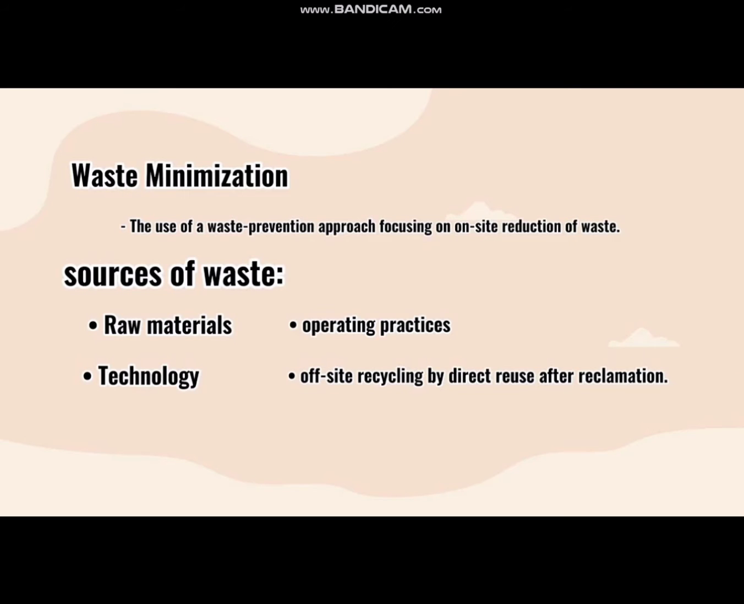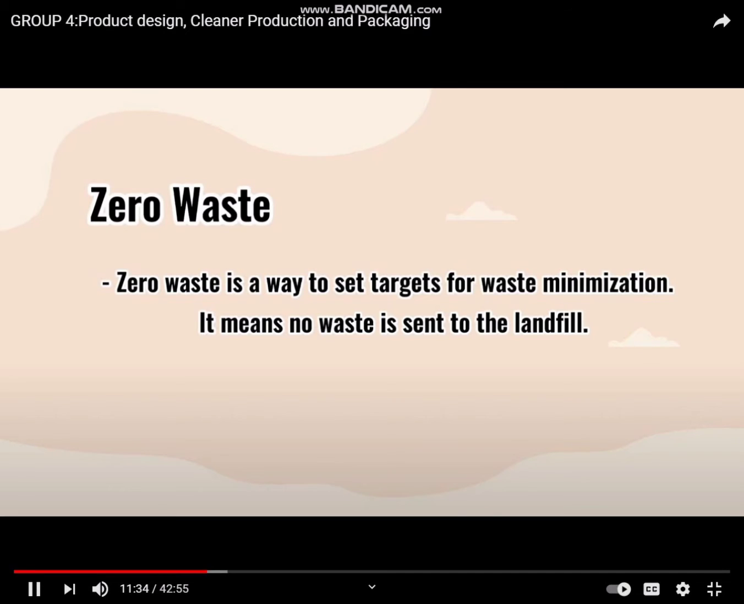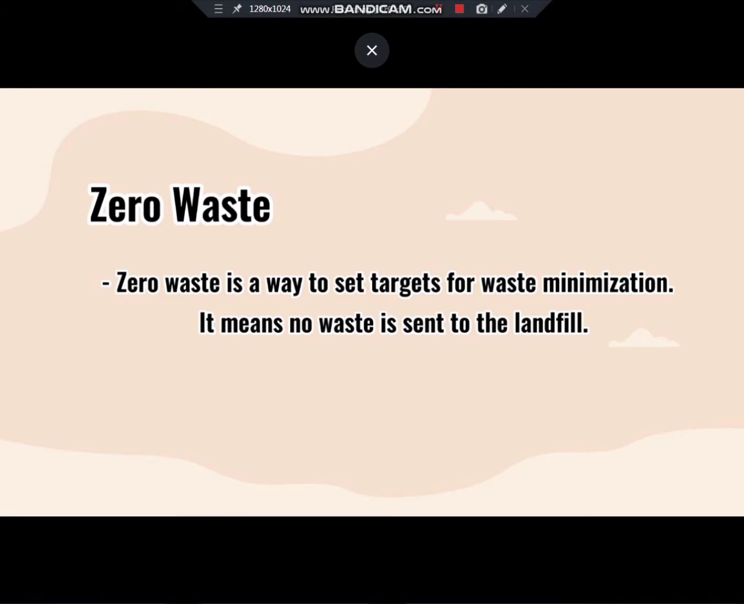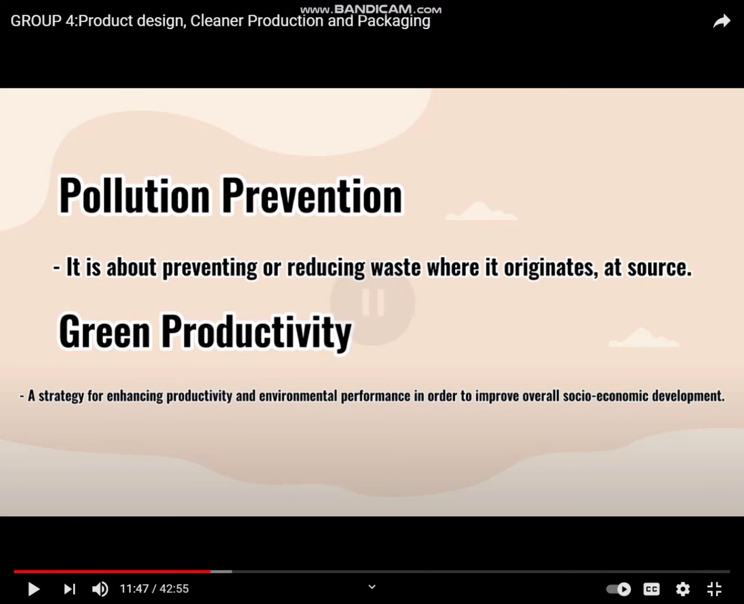Next one is waste minimization. The use of a waste prevention approach focusing on the site reduction of waste. Sources of waste such as raw materials, technology, operating practices, off-site recycling by direct reuse after reclamation. Zero waste. Zero waste is a way to set targets for waste minimization. It means no waste is sent to the landfill. Next is pollution prevention. It is about preventing or reducing waste where it originates at source. Green productivity.